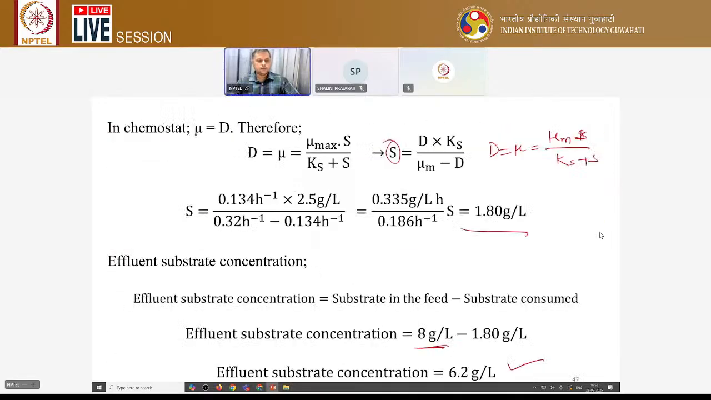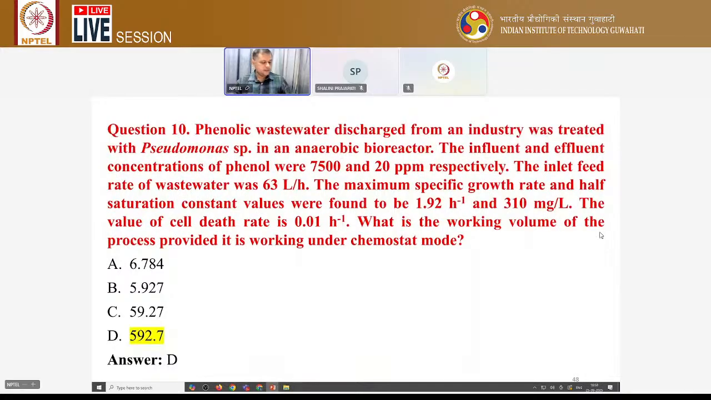6.2 gram per liter. Now question number 10. The phenolic wastewater discharged from an industry was treated with Pseudomonas species in an anaerobic bioreactor. Effluent concentration of phenol, so inlet and outlet concentration are given to you. The inlet feed rate was 60 milliliter per hour. Maximum specific growth rate, mu max and Ks are also given here. The process, provided it is working under chemostat, it is a continuous mode of operation, right?